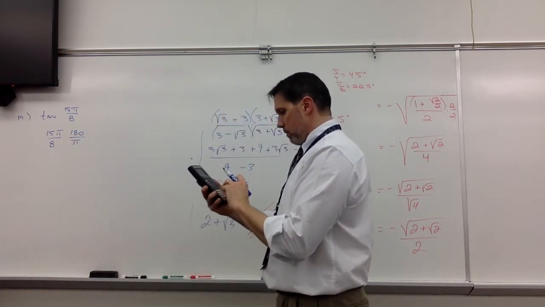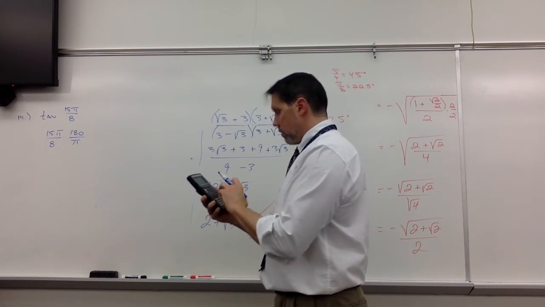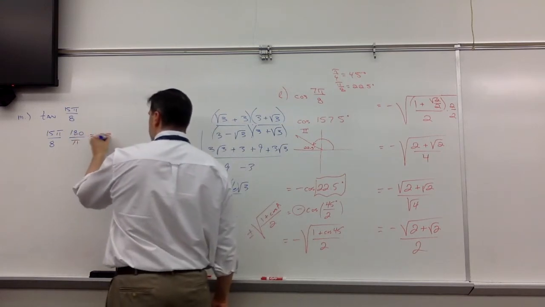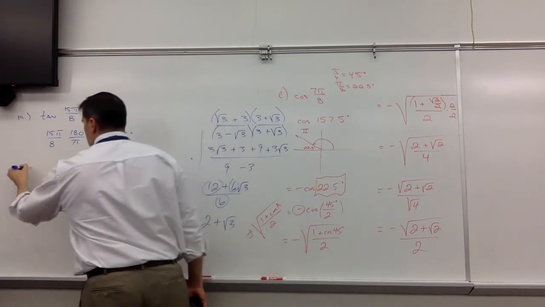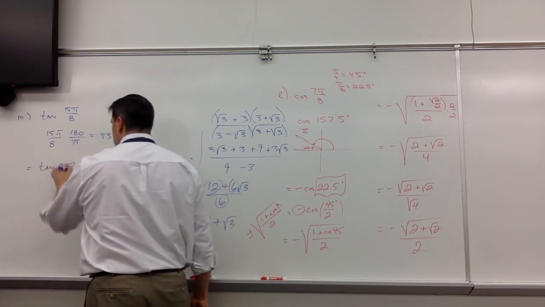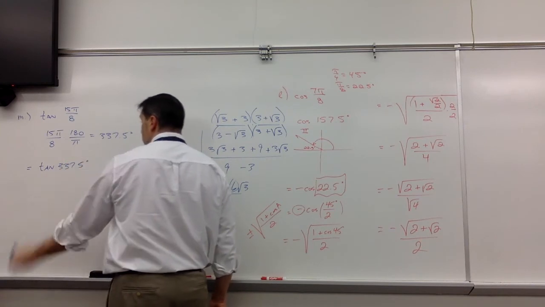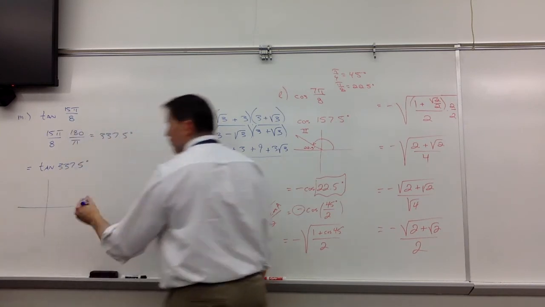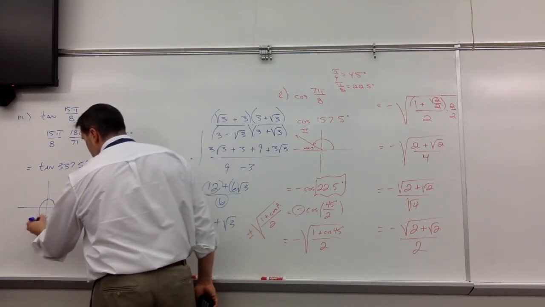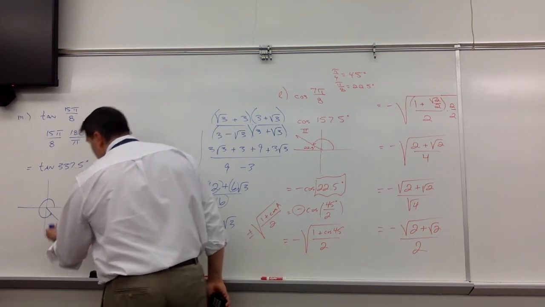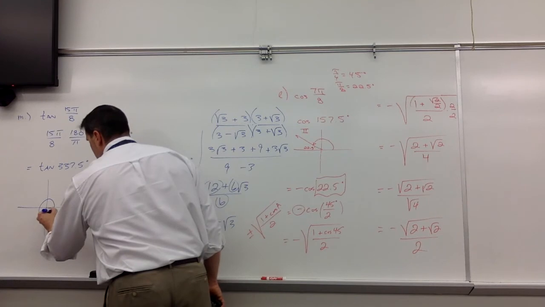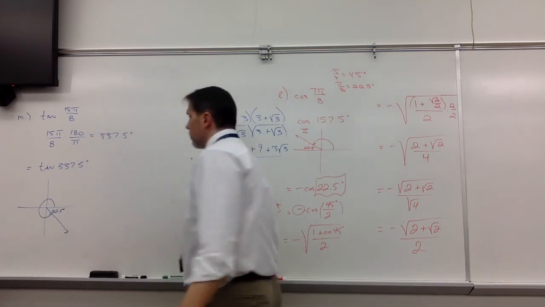So 15 times 180. I'm getting 337.5. So we've got tangent of 15 pi over 8, which is just the tangent of 337.5 degrees. And we draw ourselves a 337.5 degree angle, which puts us in Q4, which has a reference of 22.5 degrees. What a shock.